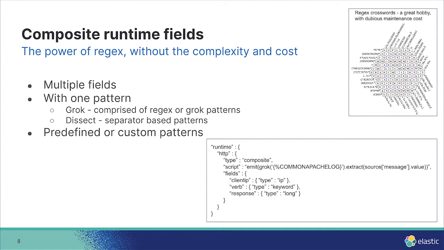Before I hand it over to Jason, I just want to mention one new addition that we are currently introducing, and that's the composite runtime fields. It's very efficient to use runtime fields with a pattern to parse a field into multiple fields. That can be dissect, where you define separators, or a grok pattern. A grok pattern is comprised of other grok patterns or of regex, and then recursively until it all ends up being regex. But it provides you the power of regex without all the cost of maintaining complex regex, because for many systems you simply have a ready-made grok pattern that will parse the normal log messages.